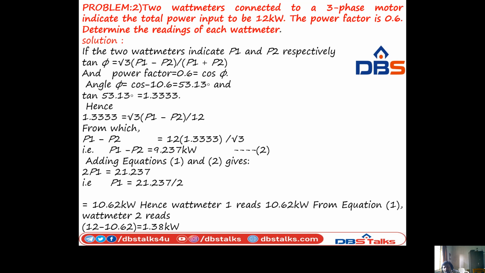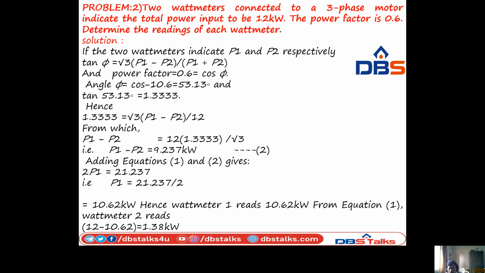What is equation 1? P1 plus P2 equal to 12. Given from the problem, P1 plus P2 equal to 12 kilowatt, that is equation 1. After calculating using that formula, P1 minus P2 equal to 9.237 kilowatt, that is equation 2. Now, by adding equation 1 and equation 2, P2 cancels, 2 P1 is equal to 12 plus 9.237 kilowatt, that is 21.237 kilowatt.